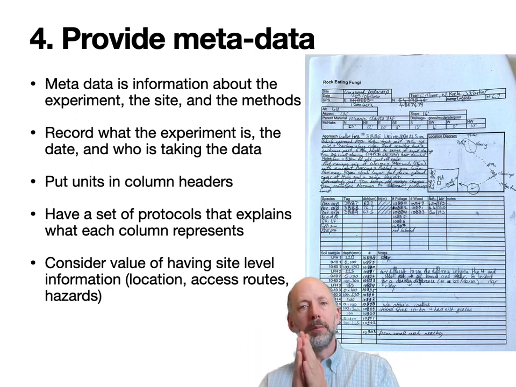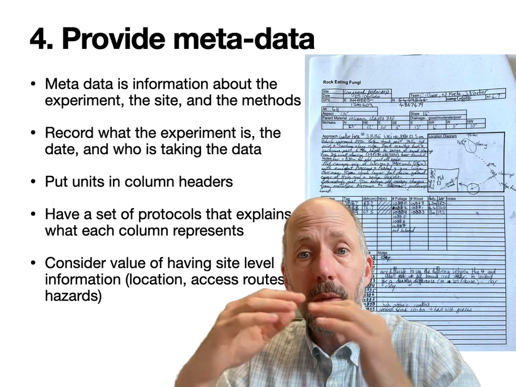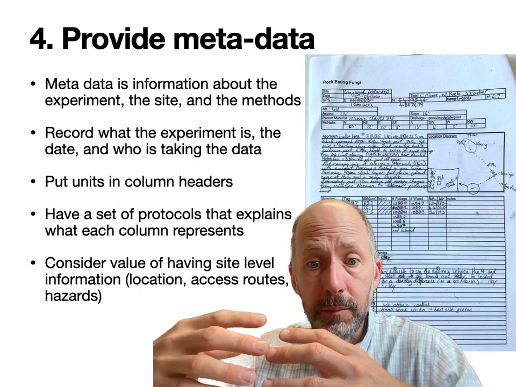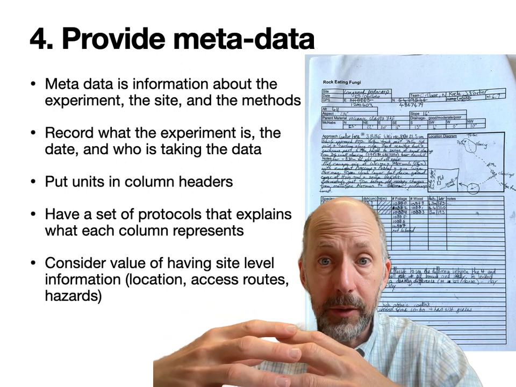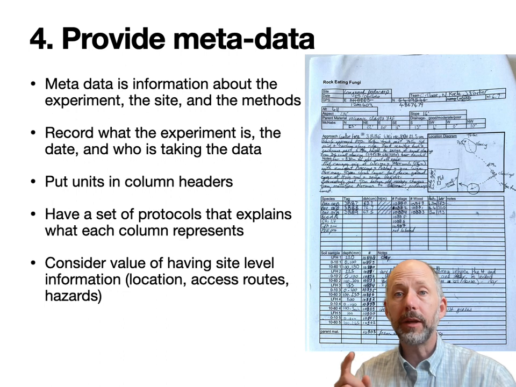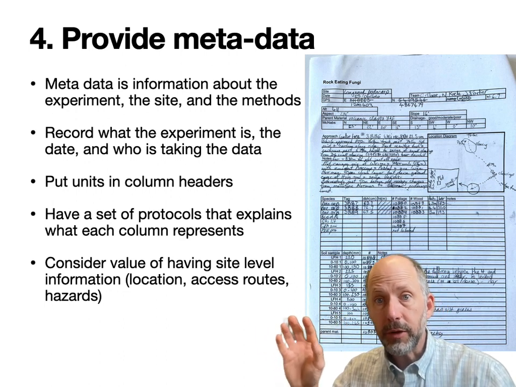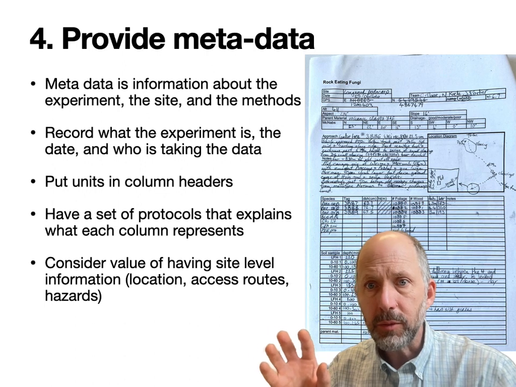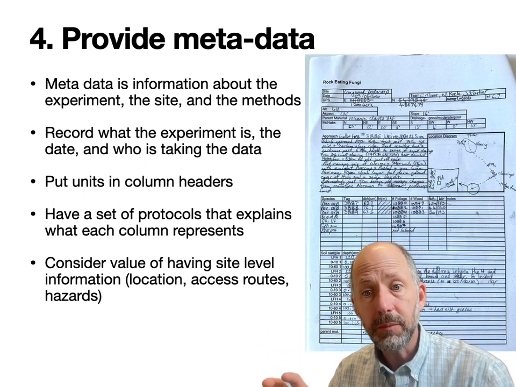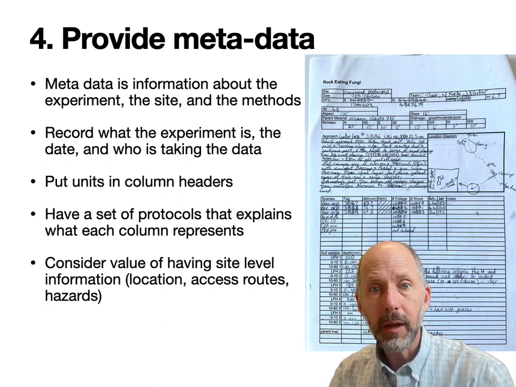Principle number 4 is provide good metadata. So what does that mean? Metadata is information about the experiment, the site, or the methods. So this is a data sheet from one of my experiments above me. And you can see at the top, it's got the name of the experiment. It should have somewhere a date that the measurement was done. It's got a list of the team that was on the site so that if there's any questions later, we know who took the data.